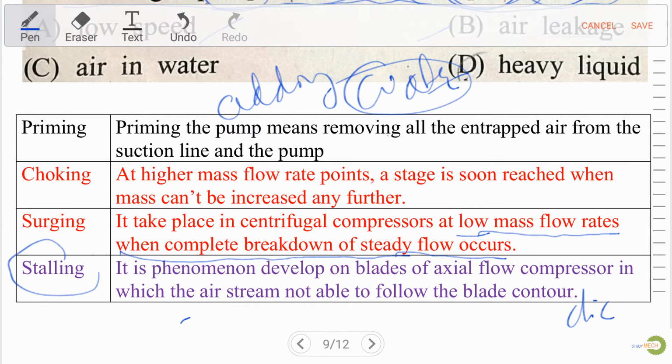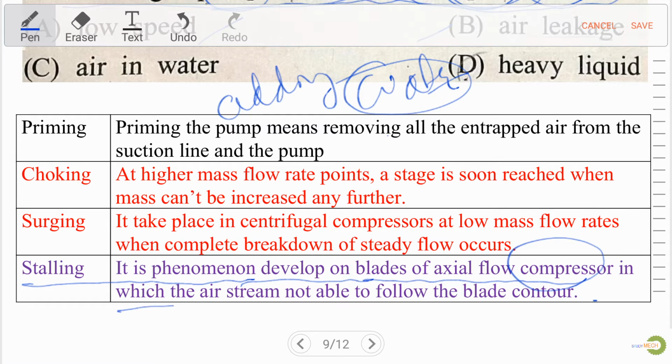Now, what is the meaning of stalling? It is the phenomenon developed on blades of an axial flow compressor in which the air stream is not able to follow the blade contour. Very important definition for axial flow compressor. So let me repeat again: stalling is the phenomenon developed on the blades of an axial flow compressor in which the air stream is not able to follow the blade contour. So I think we have a clear idea about priming, choking, surging and stalling. Now let's move to the next detail.